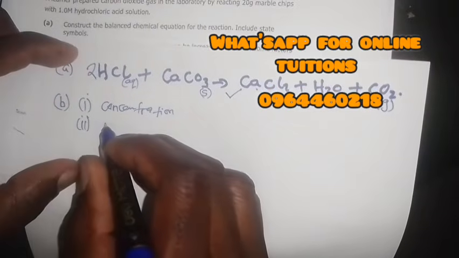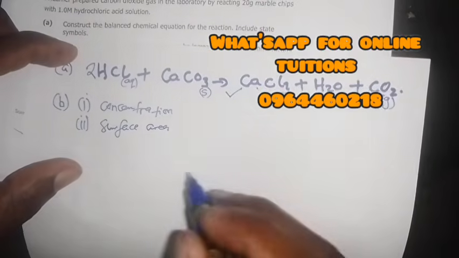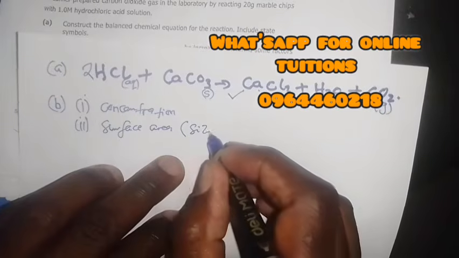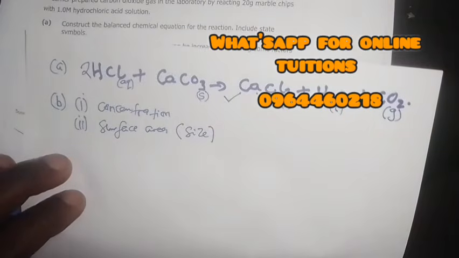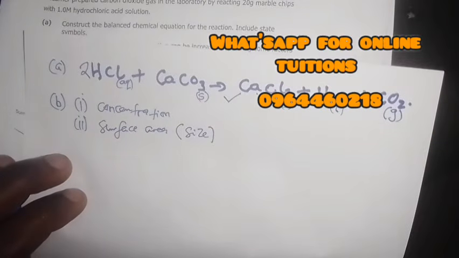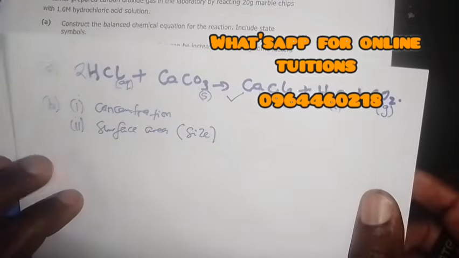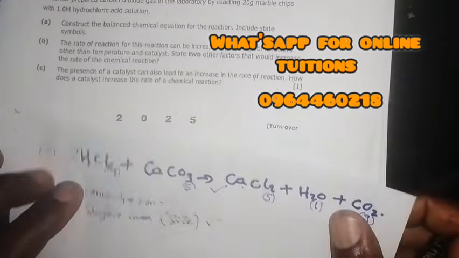So the surface area, sometimes you can just say size. So the size of the particles. So the larger the size of the particles, the longer it takes, because it has a large surface area that needs to be exposed and, you know, sort of start dissolving. So that's concentration, and also this one. Then we have the last one.